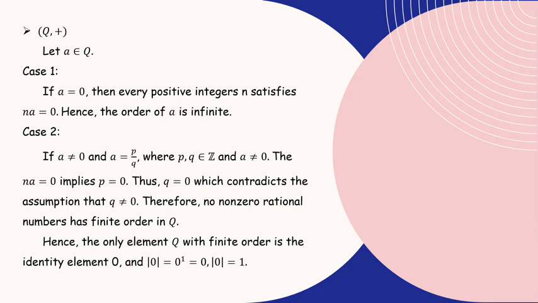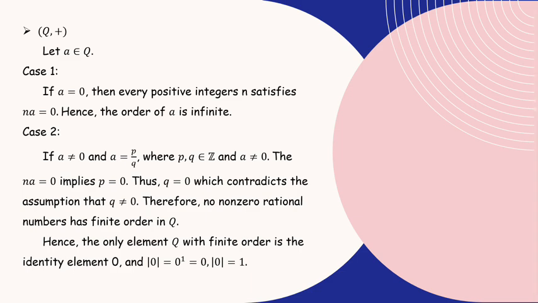In case number 2, if a is not equal to 0 and a equals p over q, where p, q are elements of the integers, and a is not equal to 0, then na equals 0 implies p equals 0. Thus, q equals 0, which contradicts the assumption that q is not equal to 0. Therefore, no non-zero rational number has infinite order in Q.